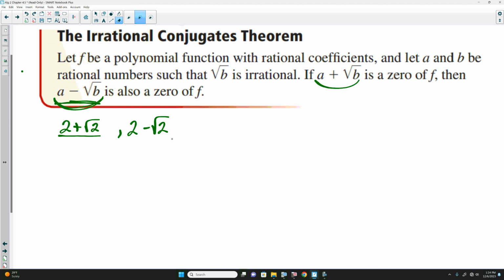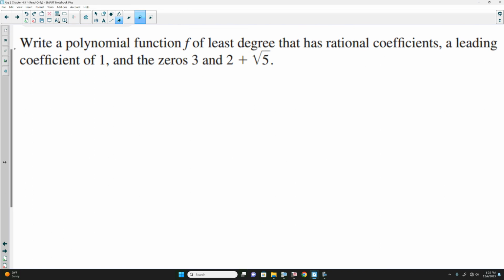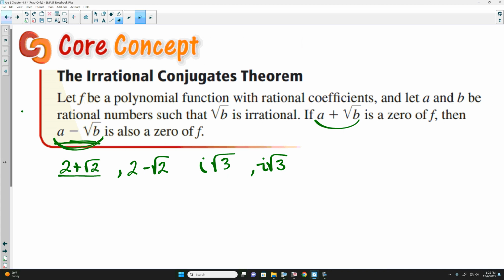If we have a square root, we have to have its conjugate, its opposite sign. So if the square root of 3 is a solution, negative square root of 3 is a solution also. Or if we said i square root of 3, we'd also have negative i square root of 3. If we have one, we have to have the other. Now the last thing we're doing with this here is actually writing a polynomial. So we're given the solutions, i square root of 3 and negative i square root of 3.